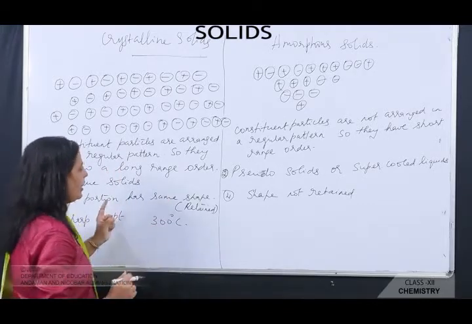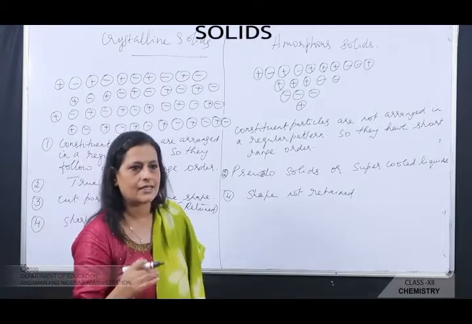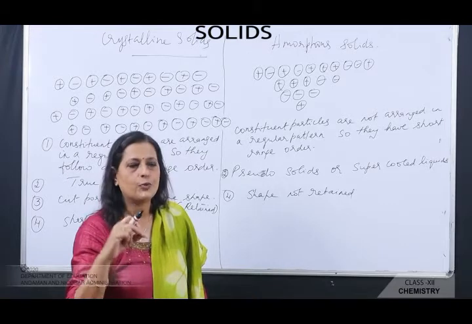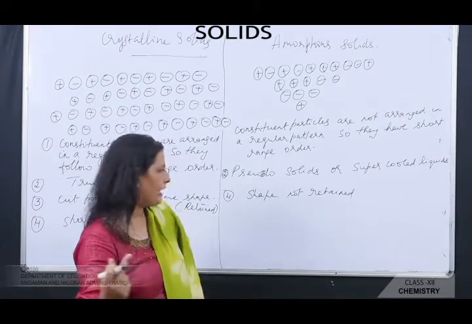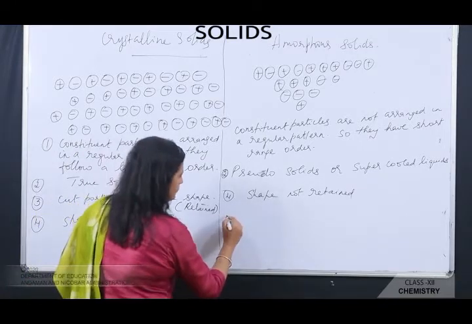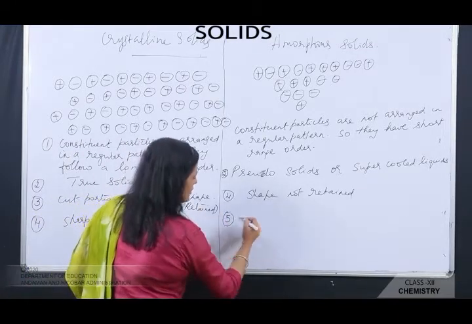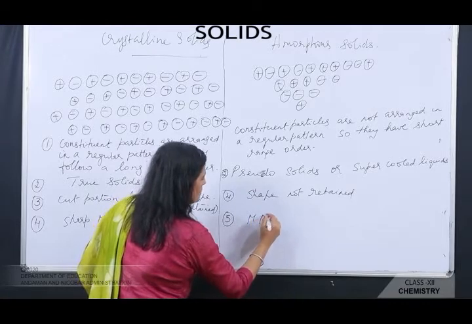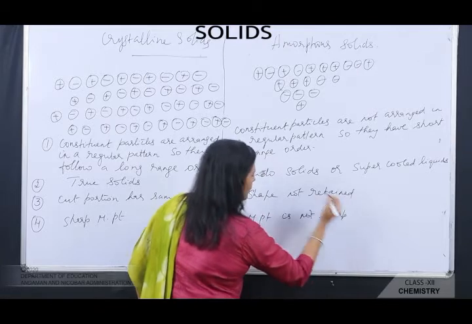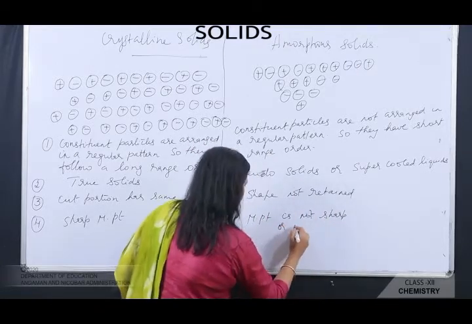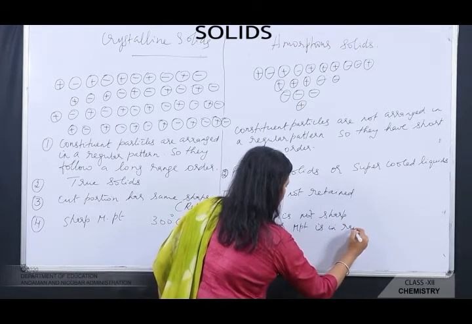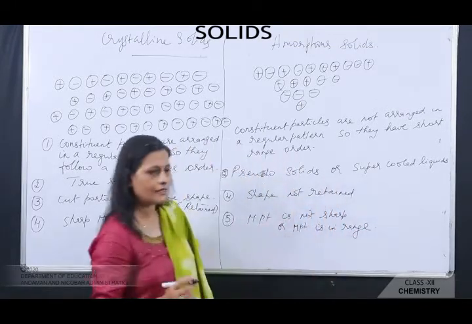Sharp. Or if I say quartz melts at 200 degrees C, its melting point is what? 200 degrees C. At 200 degrees C only it will change, not before that or after that. That means its melting point is what? Sharp. But in case of amorphous solids, the melting point is not sharp, or you can say melting point is in range. What do you mean by this? Melting point is in range.